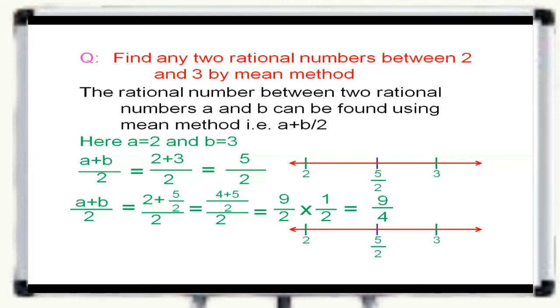So the first number line is 2, 5 by 2, 3. Then we have to represent the middle number of 2 and 5 by 2 on the number line. So the given number is 2, and the numbers between are 9 by 4 and 5 by 2, and the last number is 3. So 2 is less than 9 by 4, which is less than 5 by 2, which is less than 3. That is the answer for this question.